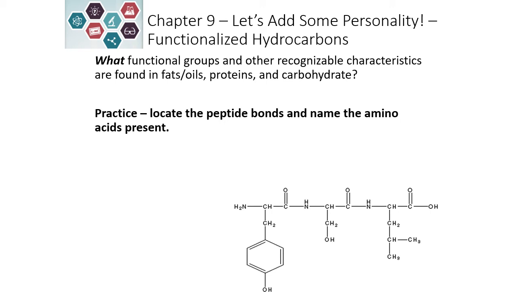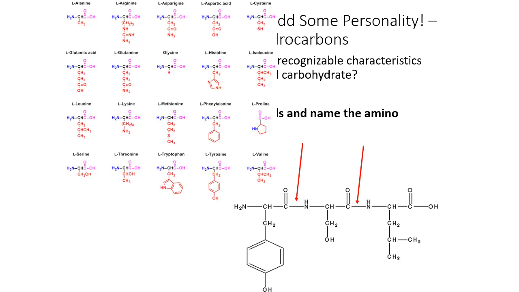To find our peptide bonds, we are looking between the carbon and the nitrogen. In this case, we have 2 peptide bonds. To identify the amino acids, we are going to compare them to our amino acid table. In our first example, we have a ring structure, and there are only a few that we can choose from that have rings, but it's a ring with an OH group. So in this case, our first one would be tyrosine.